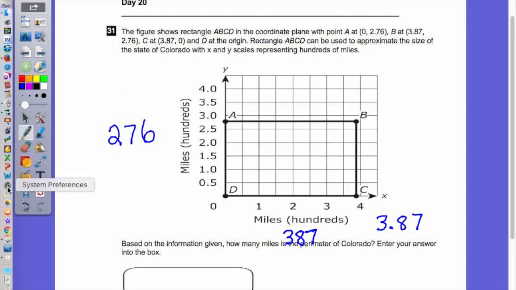Wait, is that really how big Colorado is? Google it, but yes, accurate. Actually, do it this way. What's 387 times 276? That'll be the area of Colorado. Google it. What's the area of Colorado? See how accurate it is. 106,812. Google says 104,000. So it's pretty darn close.